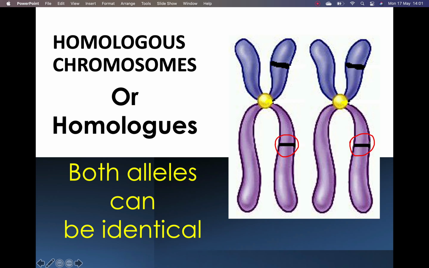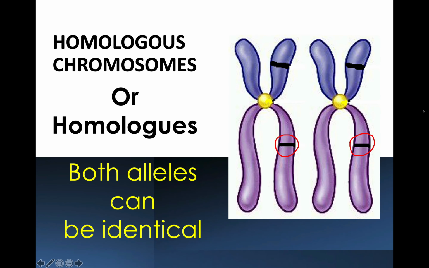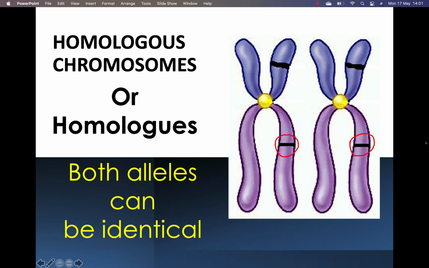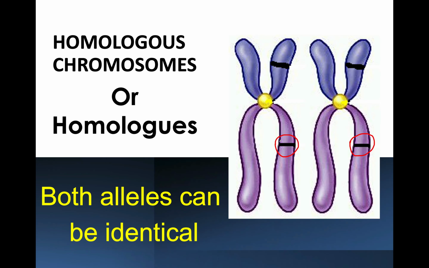So what am I trying to say? If both of them are coding for the same characteristic, it means that they are identical in that way. If they are both coding for blue eye color, then it means that they are identical in that. So that's what it means when I say both alleles can be identical. So the one is the allele to the other and vice versa.